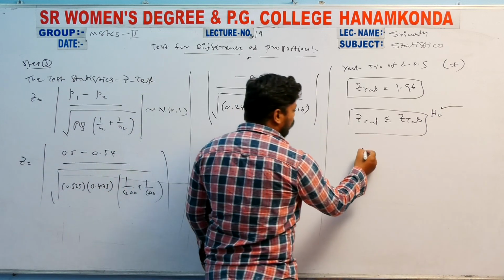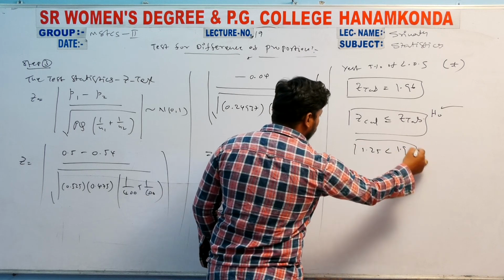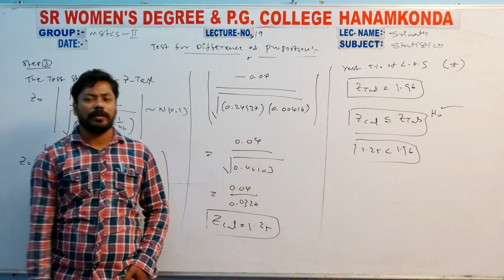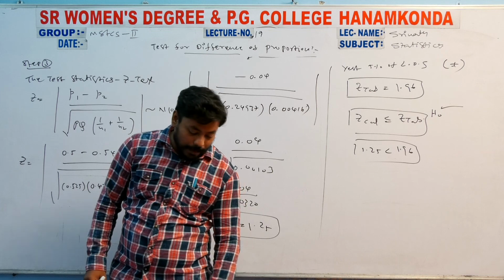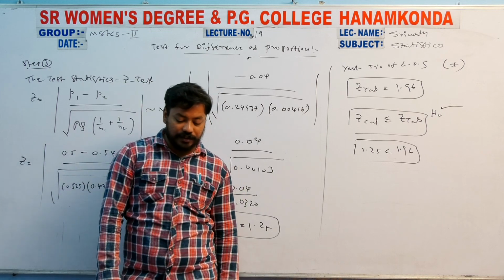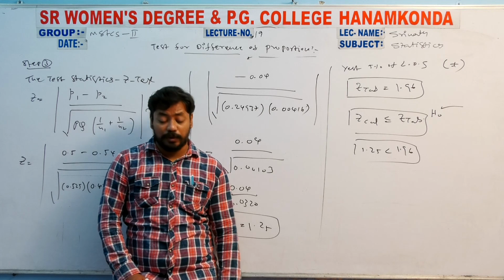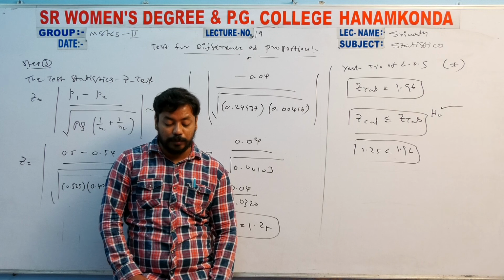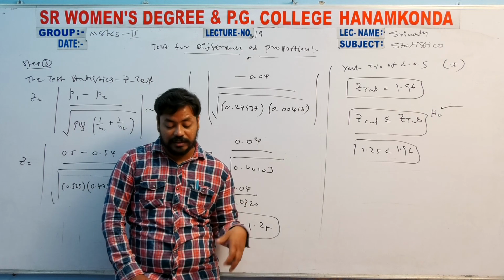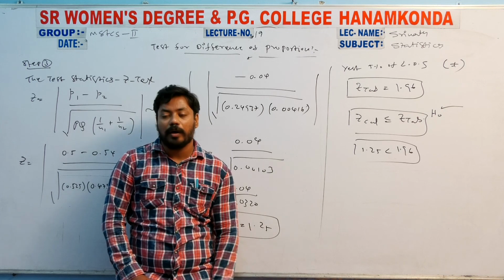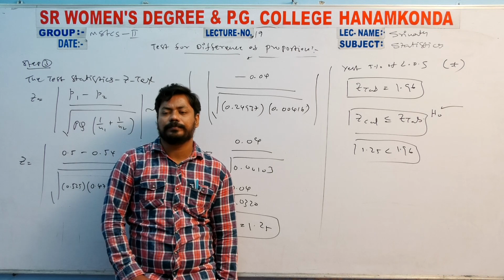Because 1.25 is less than 1.96, the calculated value is smaller than the table value, so we accept H0. The conclusion is, if Z calculated is less than Z table value, then we accept the null hypothesis H0. Result is, there is no significant difference between the opinion of men and women about the flyover. So this is all about the second problem.